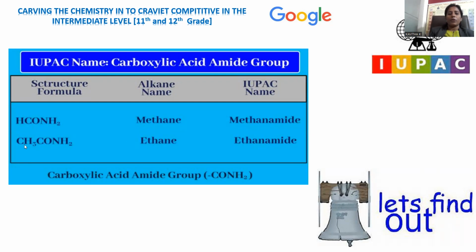And the second compound CH3C double bond O NH2 is given, where the alkane terminology will be ethane, being two carbons accompanied with this compound, right? And the entire name as per the IUPAC nomenclature is given as ethanamide. Two carbons can be pronounced as eth and alkanamide, so we can say ethanamide. This is the way we can answer.